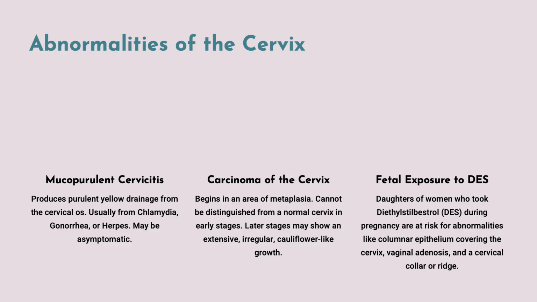For cancers, carcinoma of the cervix typically begins at the area of metaplasia, at the cervical squamocolumnar junction, at the border between the ectocervix and the endocervix. Initially, without a pap smear, it may be difficult to distinguish a normal cervix from a cancerous cervix. However, later stages may show an extensive, irregular, cauliflower-like growth.